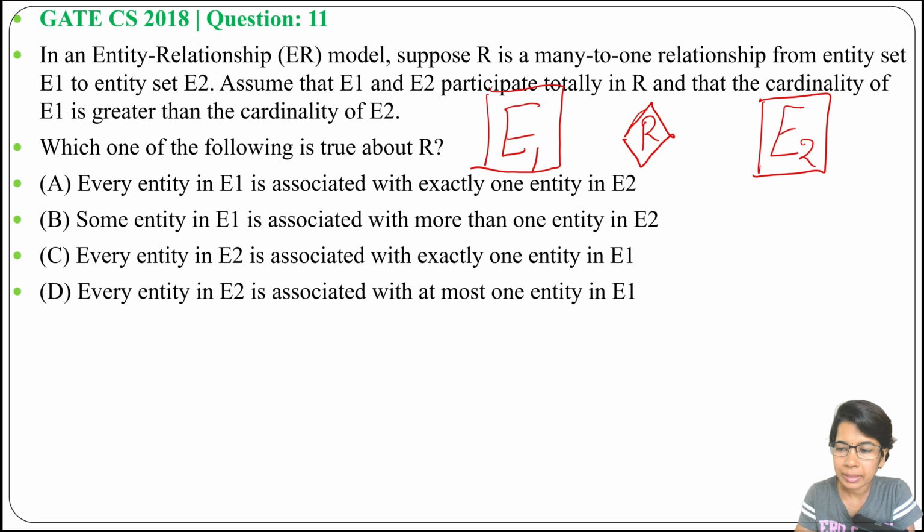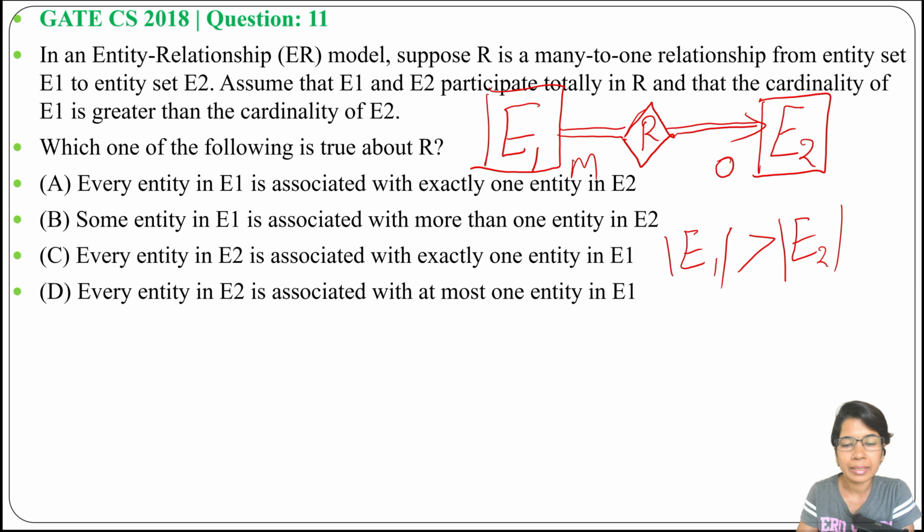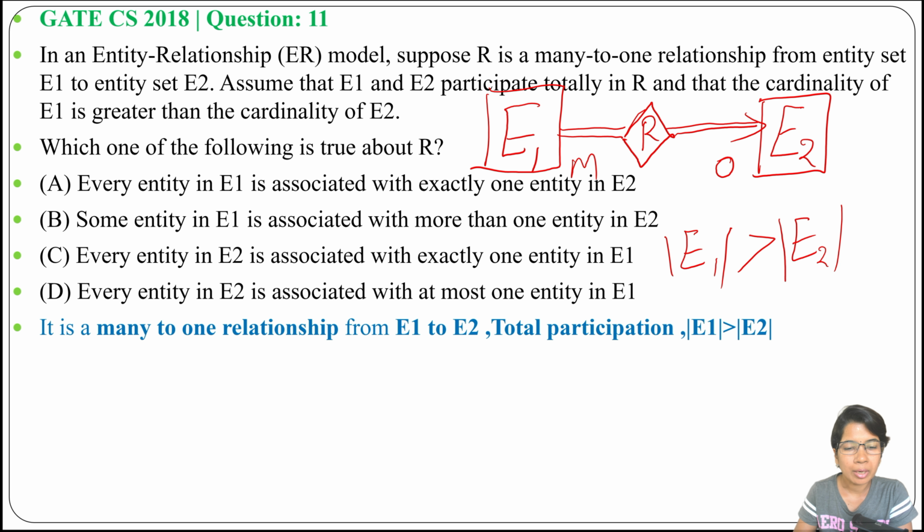We have two entity sets E1 and E2. This is a many to one relationship from E1 to E2. This side is many, this side is one, and both participate totally, and E1 cardinality is greater than E2 cardinality. Means the number of entities in entity set E1 is more than the number of entities in entity set E2. Let's check the options one by one.